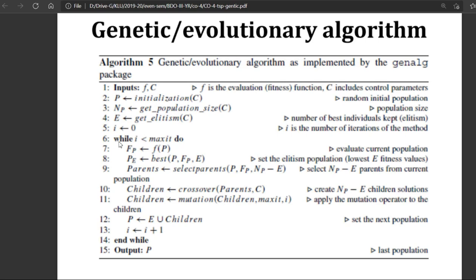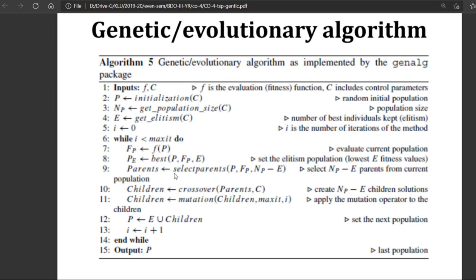In the sixth step, you start the looping statements, and in the seventh step we will perform the evaluation of the current population. In the eighth step, choose the best solutions and store or label them as elite solutions. That means they can be directly passed on to the next generation.